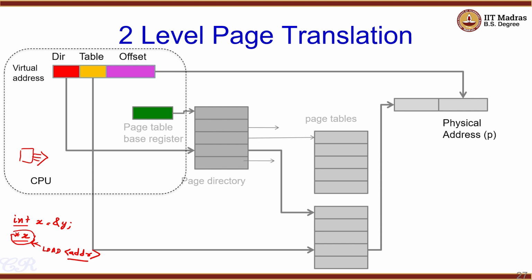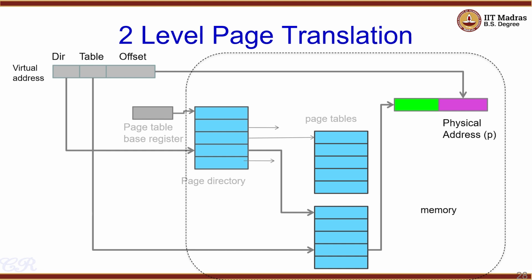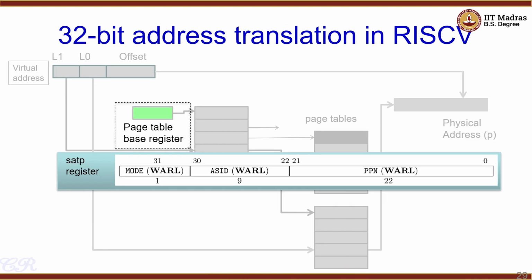It uses the 10 bits of the directory entry to index into the page directory, right? And then identify the offset, index into the second level page directory, and use that to identify the page frame, append the offset to create the physical address, right? So let us see how this works in a 32-bit RISC-V machine, right?